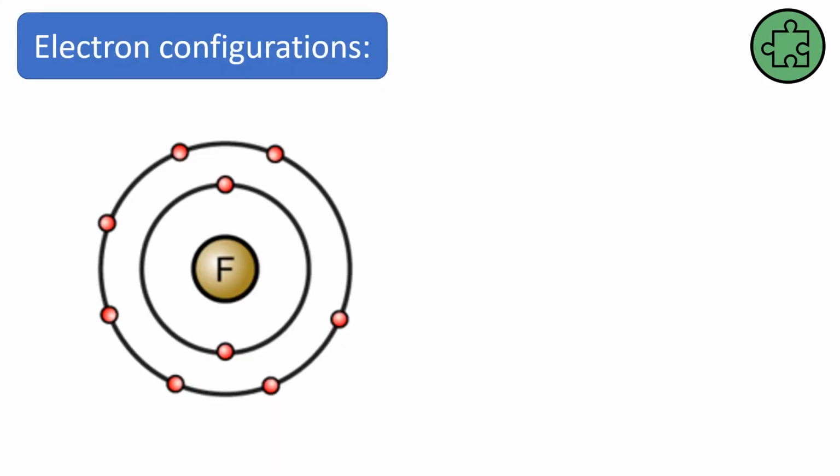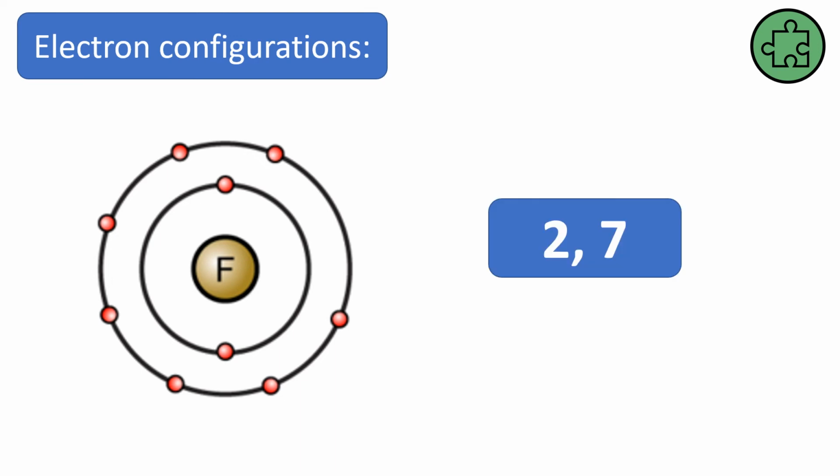The last thing I want to talk about in this lesson is electron configurations. Configuration simply means how things are put together or the pattern. If I show you this information here, this is the electron configuration for fluorine. The 2 represents the 2 electrons in the first energy level, and the 7 represents the 7 electrons in the outer energy level.